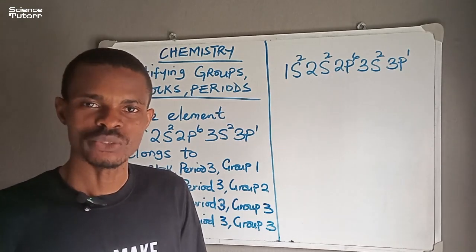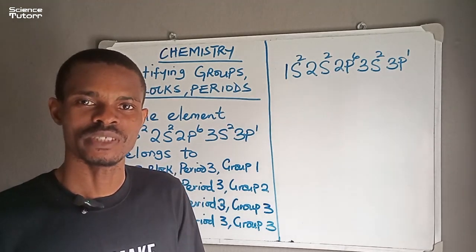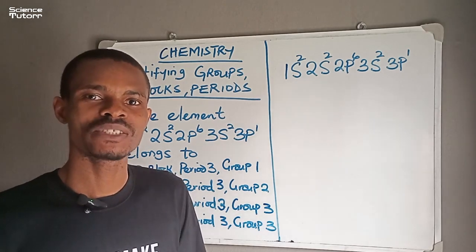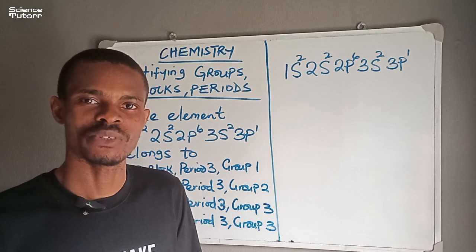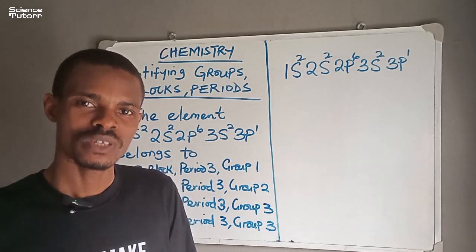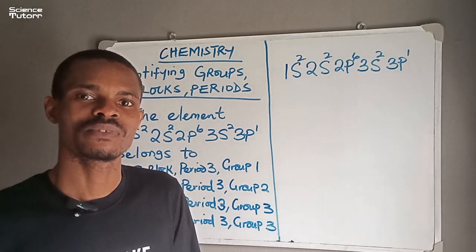To identify groups, blocks, and periods in the periodic table depends on a good knowledge of the first 20 elements of the periodic table and also the periodic table itself.